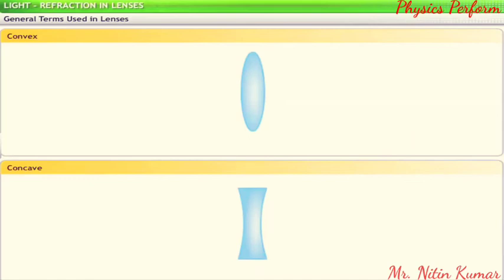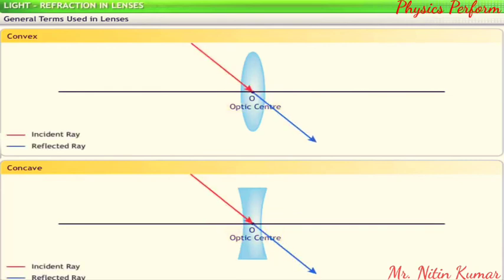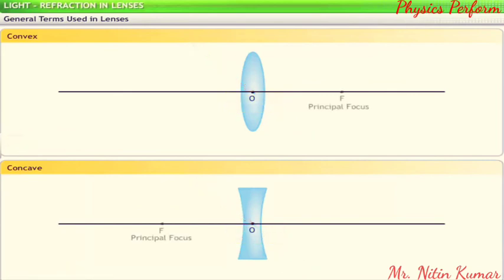In your study of lenses, both convex and concave, you will use some general terms to identify the location of images. Optic center is a point on the axis of a lens, such that any light ray passing through this point emerges without refraction. It is also known as the pole of the lens. As shown in the figure, O is called the optic center of the lens.